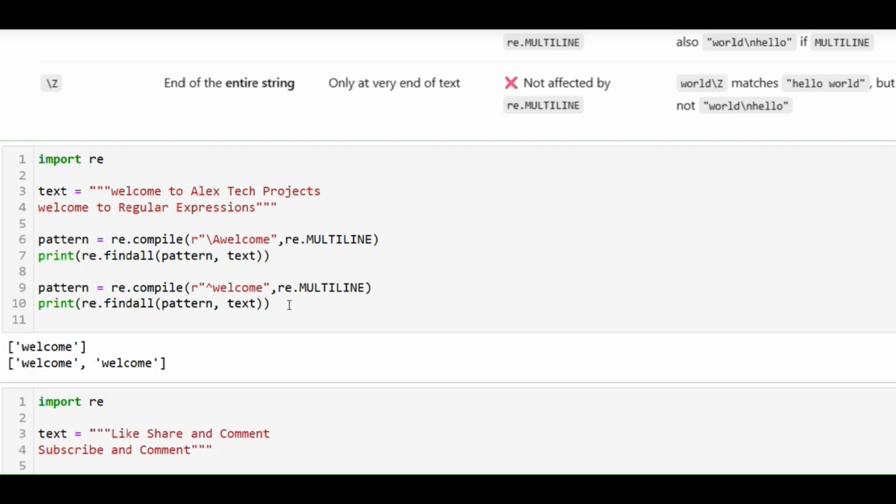Now let us see. Because multi-line has been enabled and \A is there, and both lines are there, it will try to look at the beginning of the entire paragraph, and you will get this one. But in the second one, it will try to see each line, because we have enabled multi-line and there is the caret over there. So we see both the outcomes.